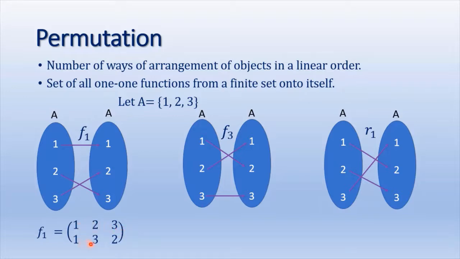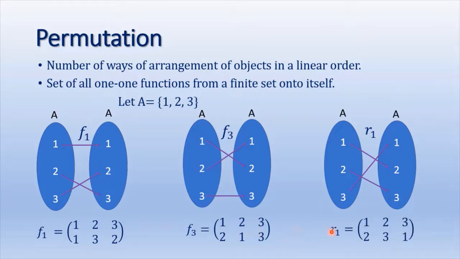And in the second row, the corresponding images have been written. 1 goes to 1, 2 goes to 3 and 3 goes to 2. This is the mapping. Similarly, here you have F3 equal to, in the first row, the elements of A arranged in order 1, 2 and 3. And in the second row, you have 2, 1 and 3.